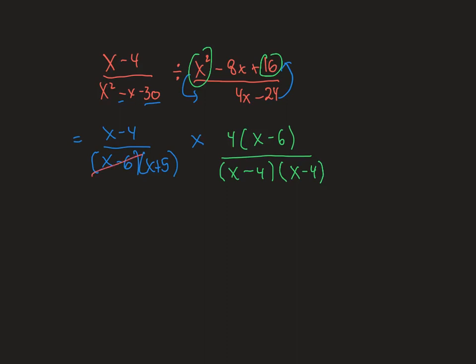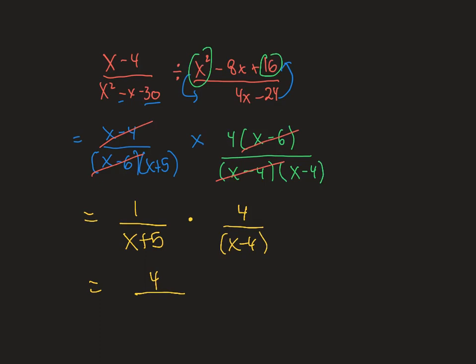I have an x minus 6 on the bottom, which cancels out with the x minus 6 on the top. I have one x minus 4 cancel out with another x minus 4 on the top. Remember, twinsies. So that's going to give me 1 over x plus 5 multiplied by 4 over x minus 4. And then you multiply them out. 1 times 4 is 4, over x plus 5, x minus 4.